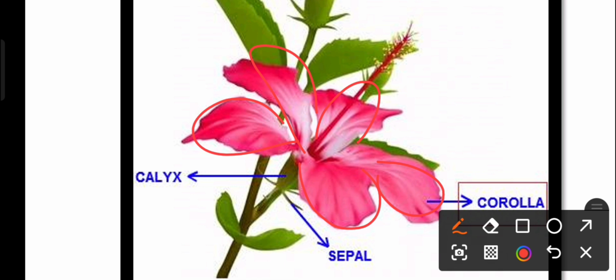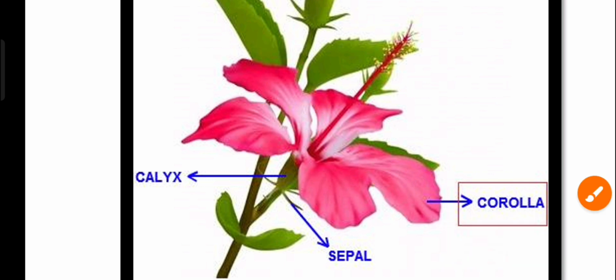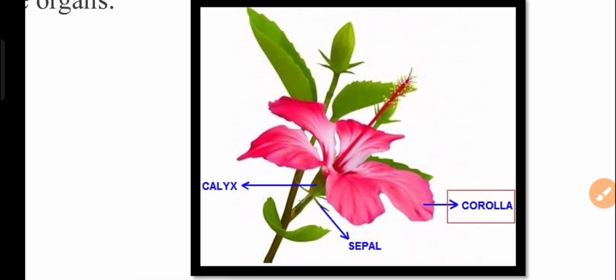Coming to the function of the corolla. The first function is pollination. This colorful corolla attracts insects, bees and butterflies, and helps in pollination. Those insects carry pollen grains from one plant to another plant.